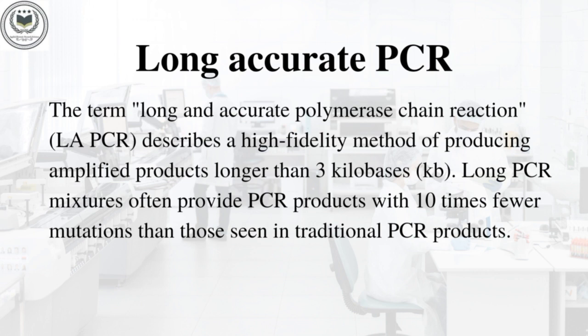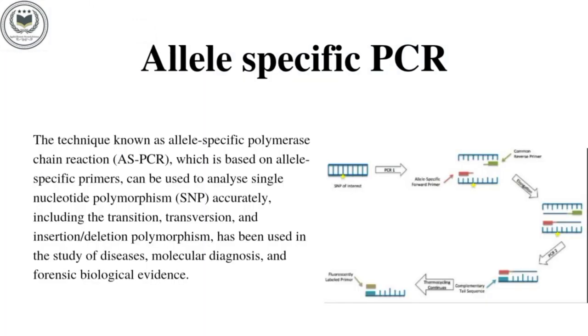Allele-specific PCR. The technique known as allele-specific polymerase chain reaction, which is based on allele-specific primers, can be used to analyze single nucleotide polymorphism accurately, including transition, transversion and insertion or deletion polymorphism, and has been used in the study of diseases, molecular diagnosis and forensic biological evidence.